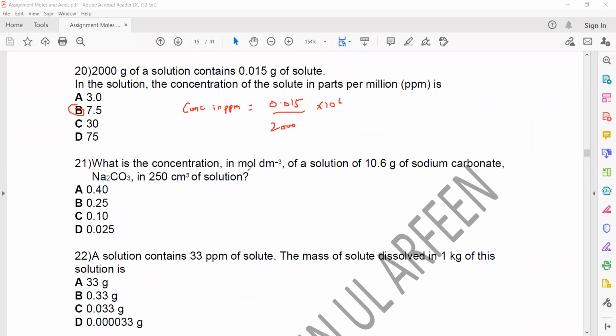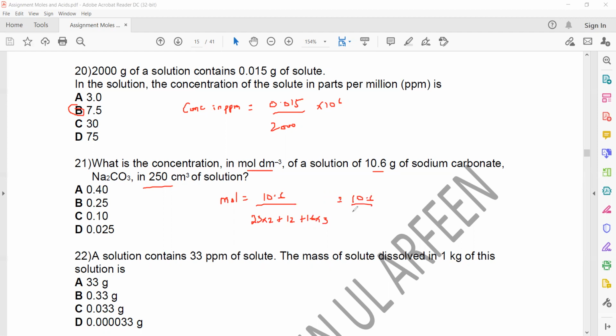What is the concentration in mole per dm cube? We had 10.6 gram of sodium carbonate in 250 cm cube. So first we have to get the moles of sodium carbonate, because we need mole per dm cube. So moles will be equal to mass in gram divided by molar mass. So sodium is 23 multiplied by 2, so 46, plus carbon is 12, plus oxygen is 16 multiplied by 3, plus 48. So that will make 106.